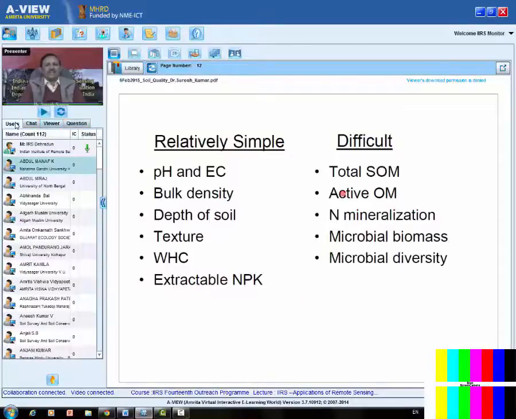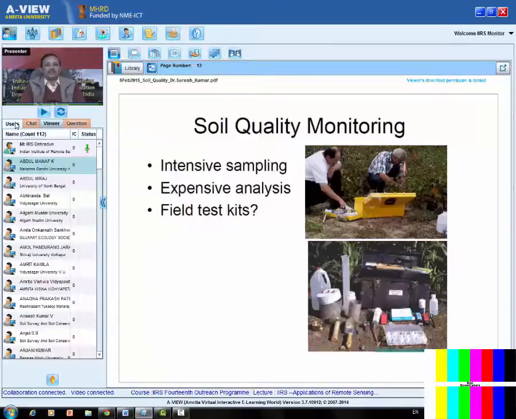But the difficult ones are soil organic matter, total SOM, active organic matter, nitrogen mineralization, microbial biomass, microbial diversity, different types of microbes. It is very difficult, you need a specialized facility for that. So you see the soil quality monitoring tool.